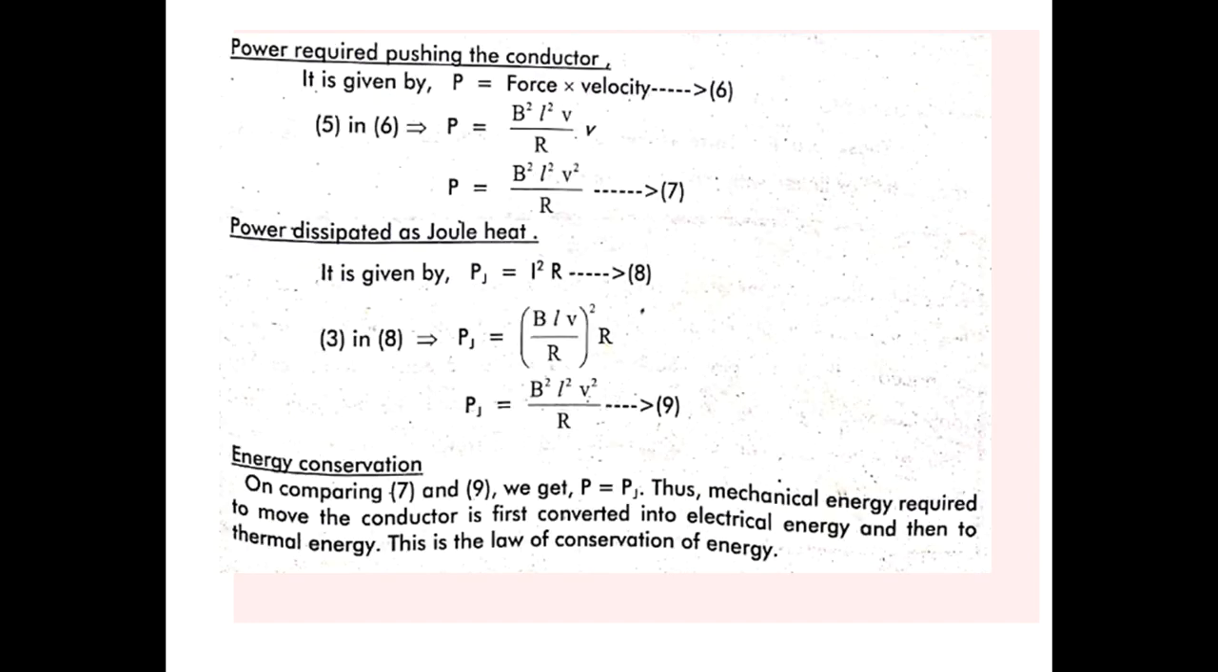So putting equations 5 and 6 together, P = B²L²V/R into V. V is the velocity. So P = B²L²V²/R. Suppose that is equation number 7. So the power required to push the conductor is P = B²L²V²/R.